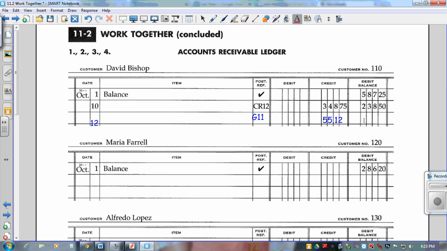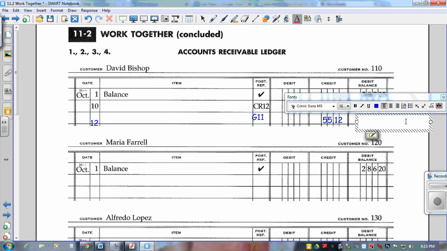And then I'm going to need to find his new debit balance. Am I going to add or am I going to subtract? Right, we're subtracting because we had a debit. Now we have a credit. Because what happened was he had a balance of $587.25. It looks like he paid $348.75, and then he had this sales return for $55.12. So we're going to take $55.12 off the total amount he owes, put that in the balance column. So do your math. And you should have come up with $183.38.